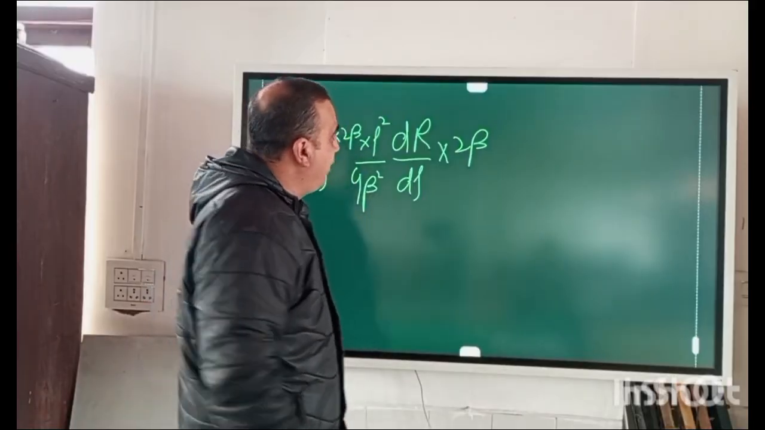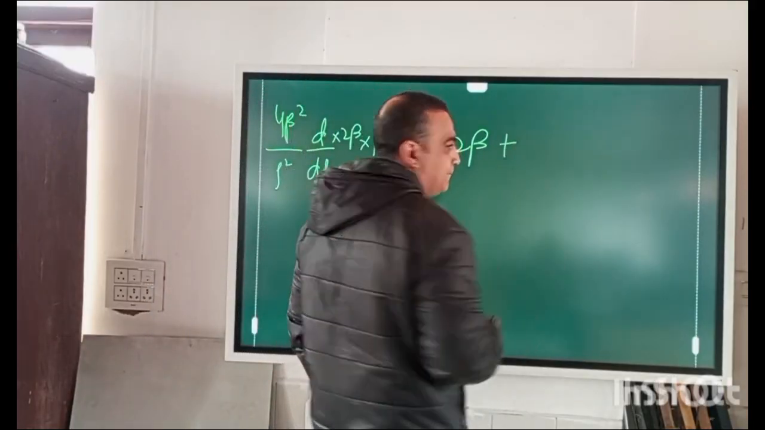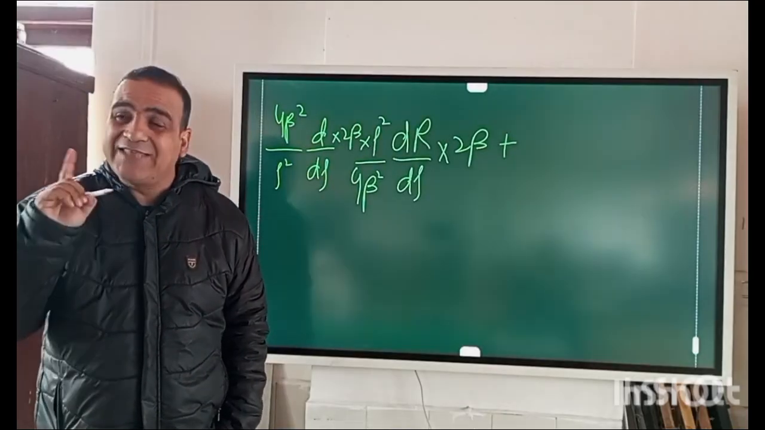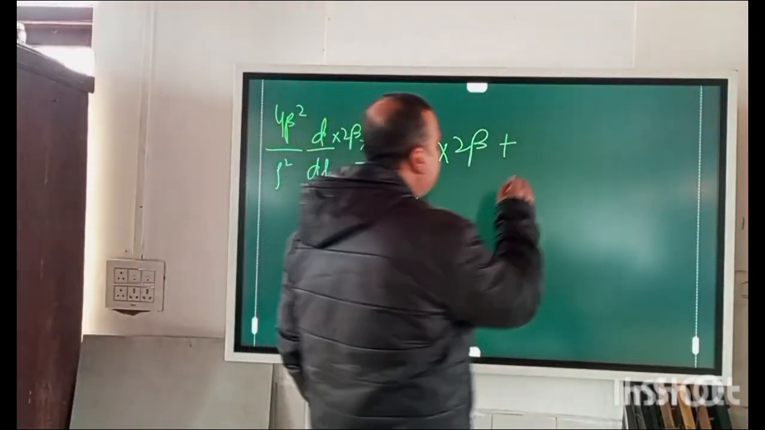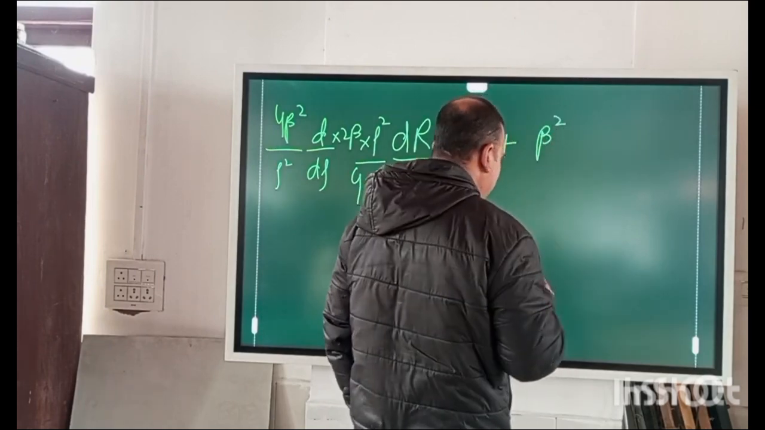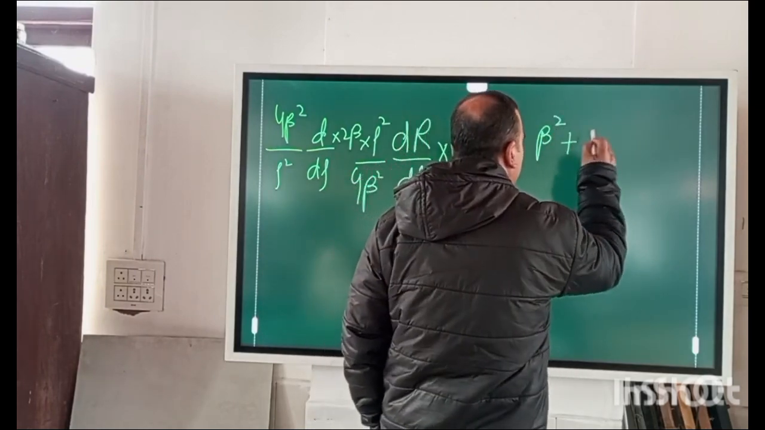What do you have after that? Plus 2me by h bar square. What is that equal to? That is equal to beta square. So we have beta square. Then what do we have? Plus.